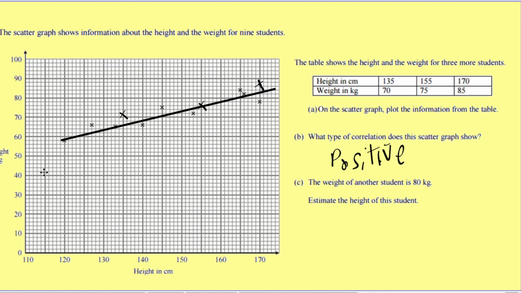So 80 kg. So we're looking at the weight. So on this side, here's weight, 80 kilograms. We go across to our line of best fit, and we come down to our height. So I think each square here represents 1. So we've got 60, 61, 62, 63. So 163 centimeters. Okay, you do get a little bit of leeway, because obviously everyone's line of best fit will be slightly different, but around the area of 163 is what we're looking for.